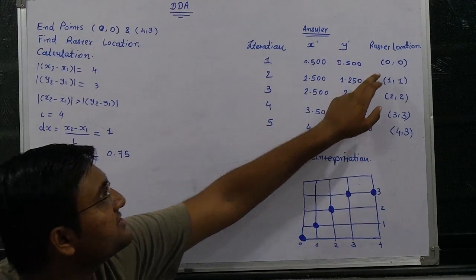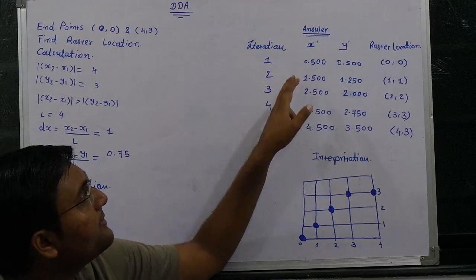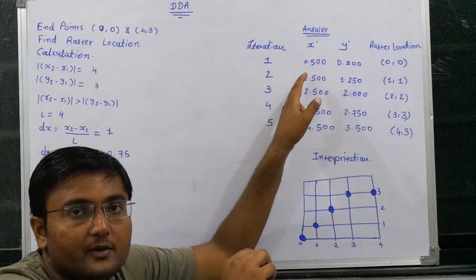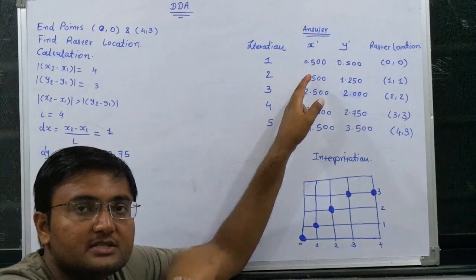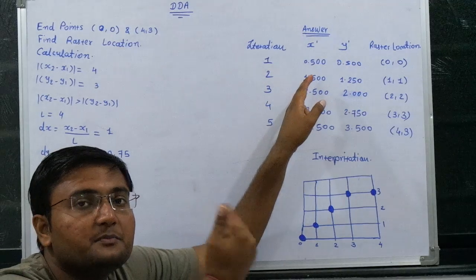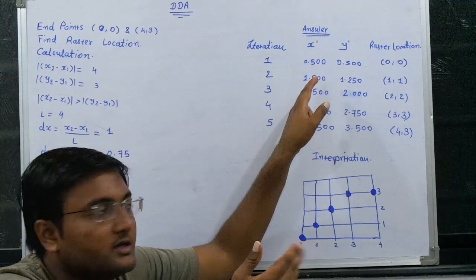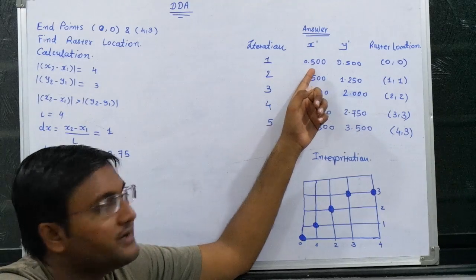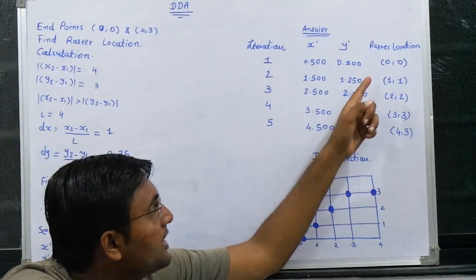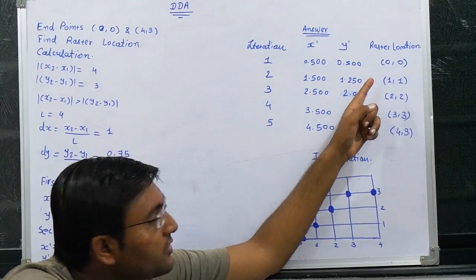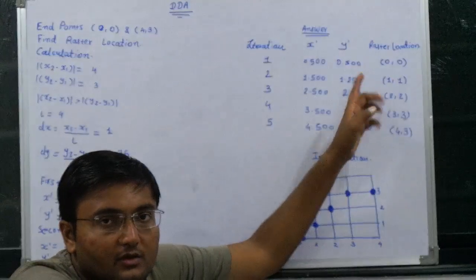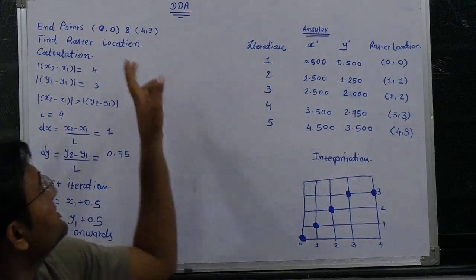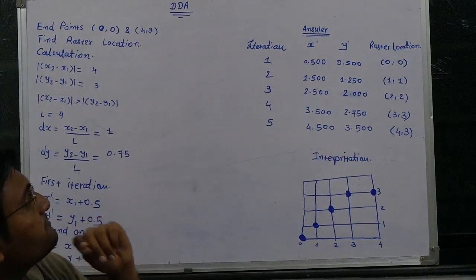So the first position is 0, 0. Why is it 0, 0? Because up to 0.5 the value is the lower one and after 0.5 the value will be the higher one. It means if here it was written 0.51, we would need to write 1, 0 as the raster location. But here it is 0 plus 0.5 and 0 plus 0.5.